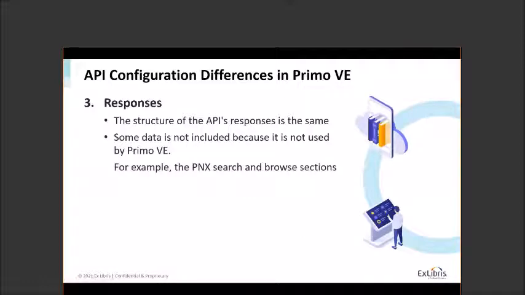The third configuration difference is the response. The structure remains the same for Primo and for Primo VE, but some data is not included because it is not used by Primo VE, for example, the PNX search and browse sections. And we will see it more in depth in the examples.